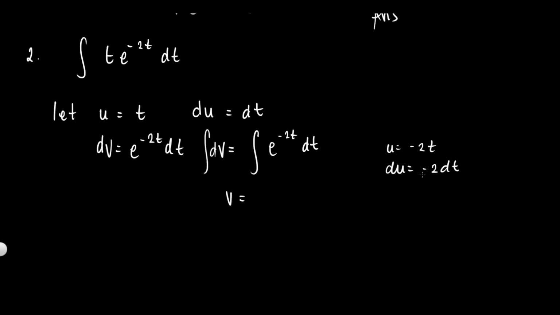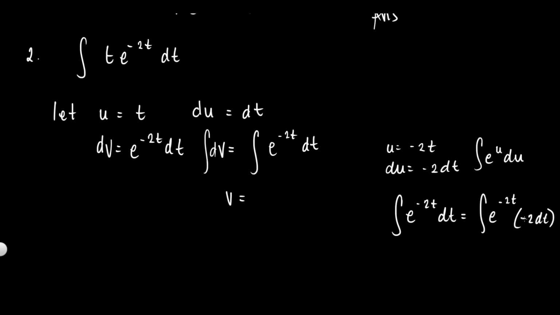Okay, ulit, no? So, ang kailangan nating form is e to the u du. So, dito, e raised to minus 2t dt is equal to e to the u, where u is minus 2t, then du is minus 2 dt. So, merong factor dito na minus 2. So, minus 1 half sa labas, no? Meron tayong reciprocal. So, this is negative 1 half times e raised to minus 2t plus c.